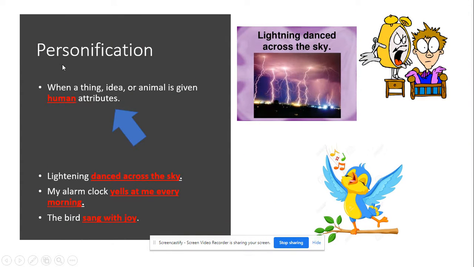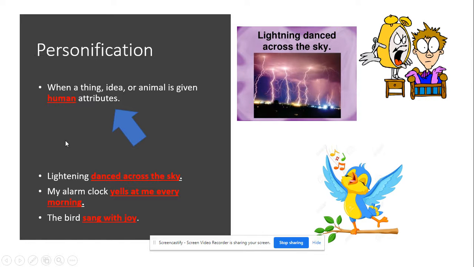Next, we have personification. If you notice, the word personification has the word person in it. Let's look at the definition and see if we can connect that. When a thing, idea, or animal is given human attributes, you will be filling in the word human. So what personification is, you're taking something that is not living except for an animal, and you will give it human qualities. So you're giving it qualities that a person might have.